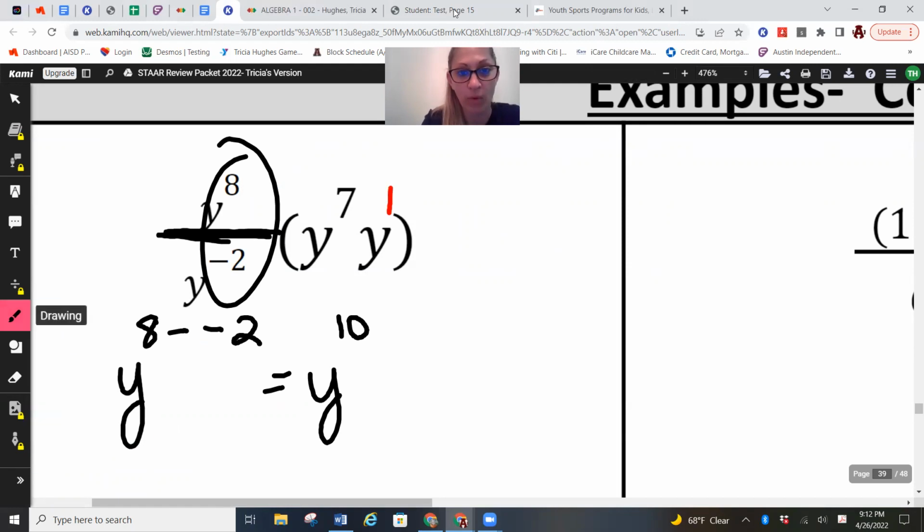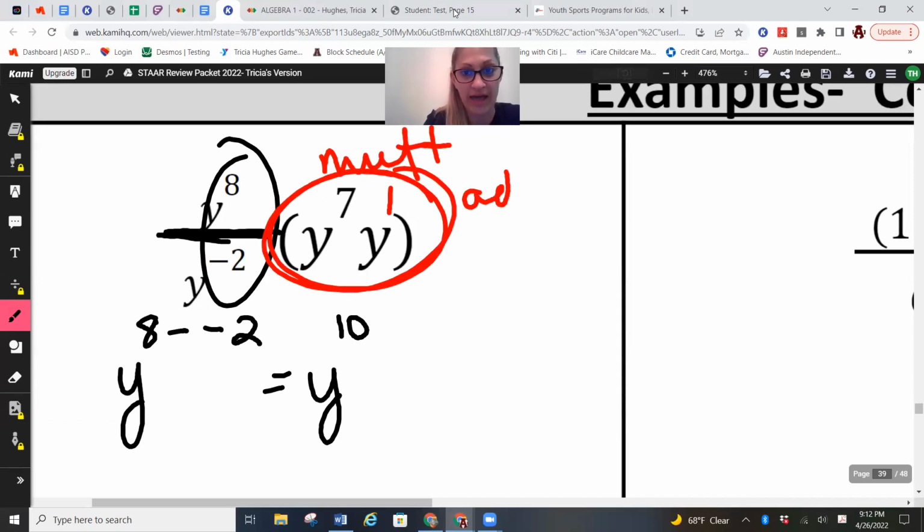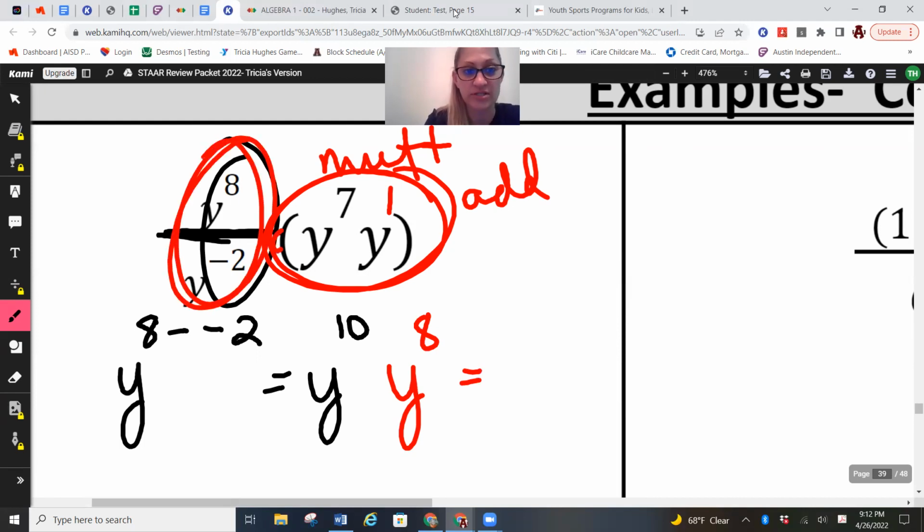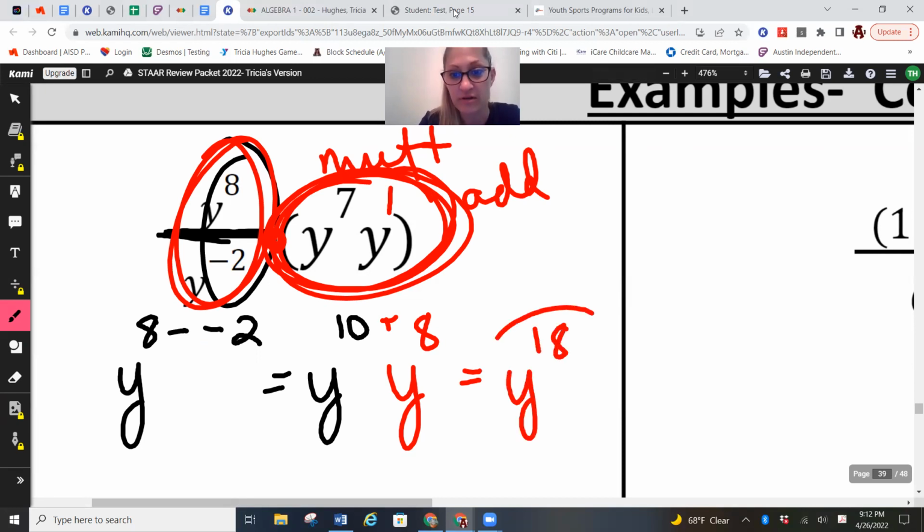Remember, we're going to put a 1 above the y if it's not there. This is multiplication. Whenever we have multiplication, you're going to add exponents. 7 plus 1 is now 8. And it's this answer times this answer. So my black y times my red y, we're going to add exponents. Final answer is y to the 18th.